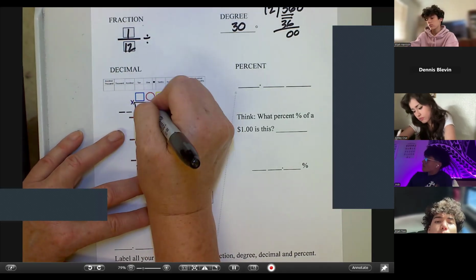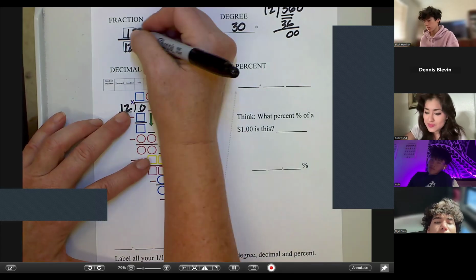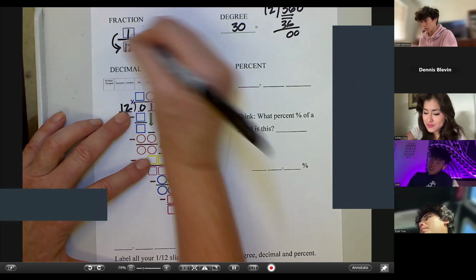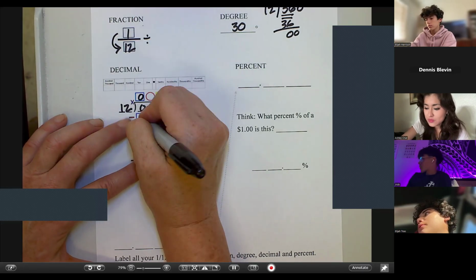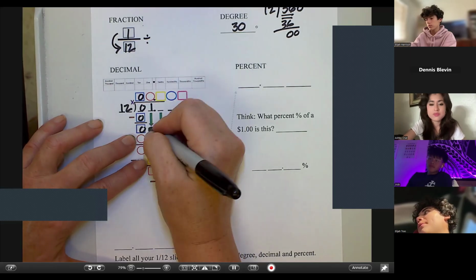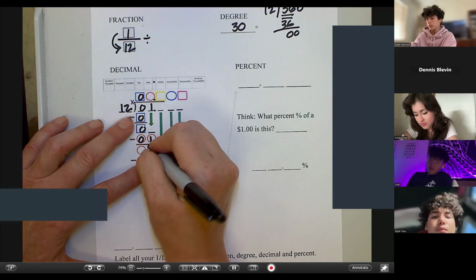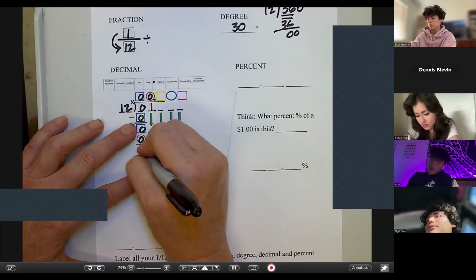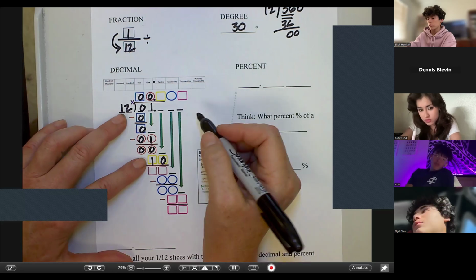We're going to take 1 and divide by 12 here. So it's 1 divided by 12. That's how that reads. 12 doesn't go into 0. Bring it down. 12 doesn't go into 1 either. 0 there. Bring it down. Bring down another 0. Question to you, Ashley.